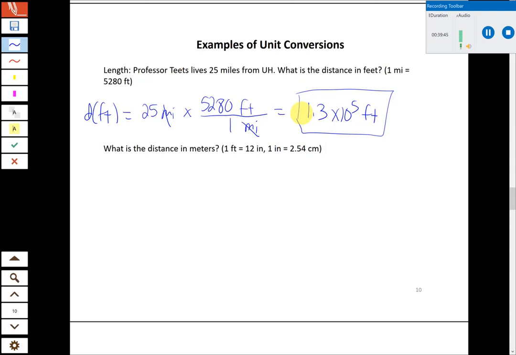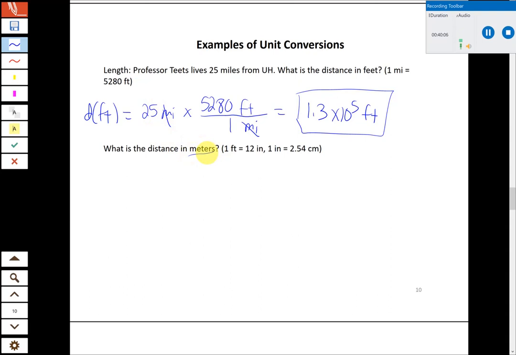Now we can also do multiple steps for unit conversion. Sometimes we don't have a simple conversion factor to get from one unit to another, at least not one we necessarily know right off the top of our head, so we have to use a combination of two or more conversion factors, and that's what this next one is going to be. So we're going to do the same distance, but now we want to convert it into meters.